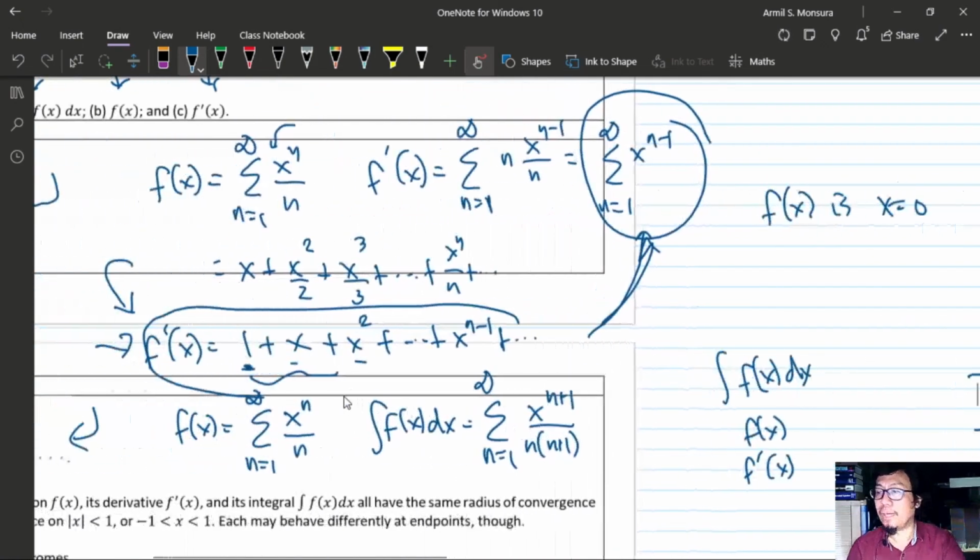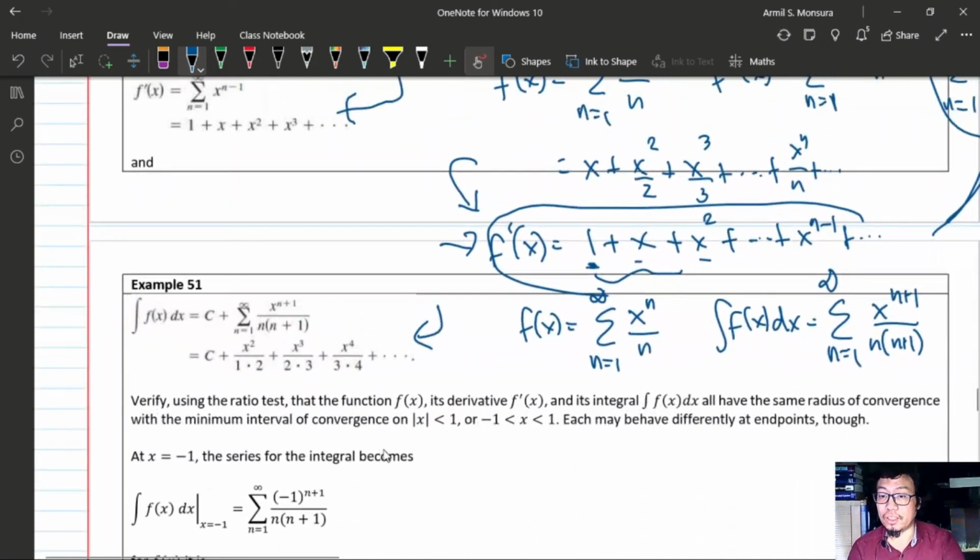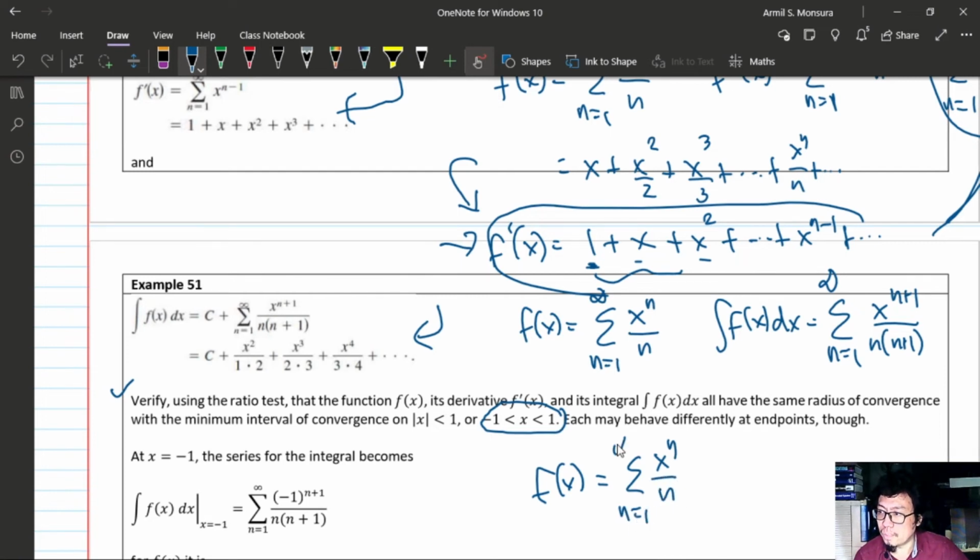Now by ratio test, we will be able to find the radius of convergence and the minimum interval of convergence. And I would like you to work on this on your own. This verification that this is the minimum interval of convergence for all of them. Let me give you one, for example, for f of x. That's the summation of x raised to n over n for n equals 1 up to infinity.